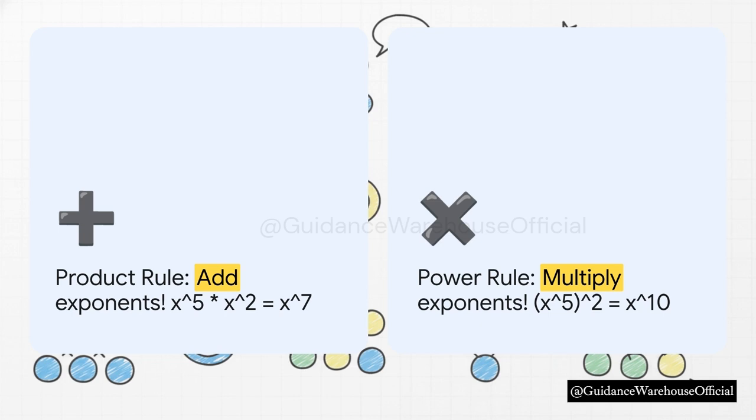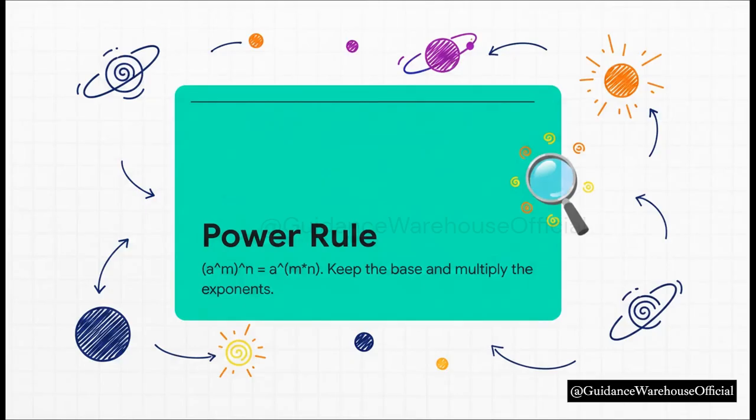You're taking a group of 5 and doubling that entire group. We can officially define this as the power rule. When raising a power to another power, you keep the base exactly the same and you multiply the exponents. Think of it as a much faster way of doing repeated multiplication. It's essentially scaling up an already massive number quickly and efficiently.